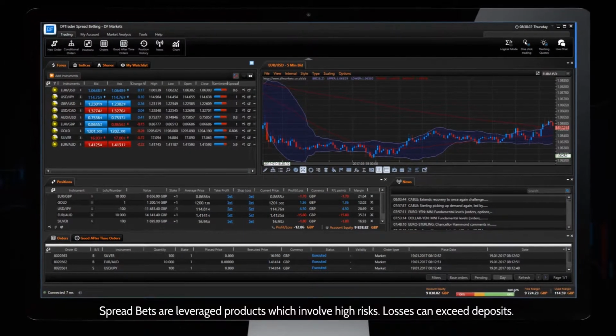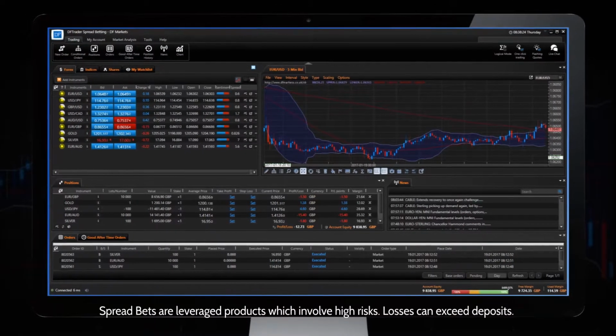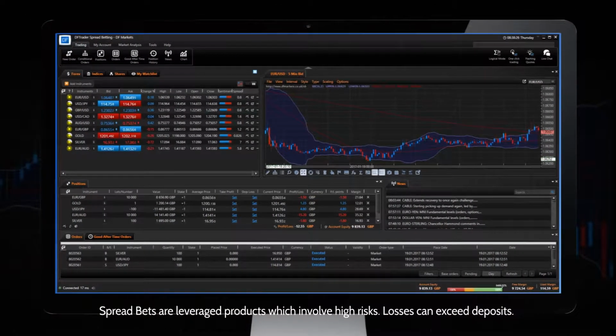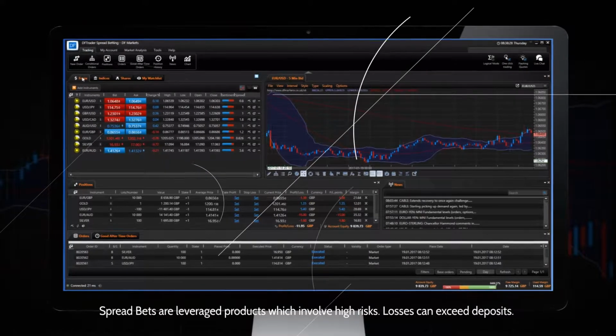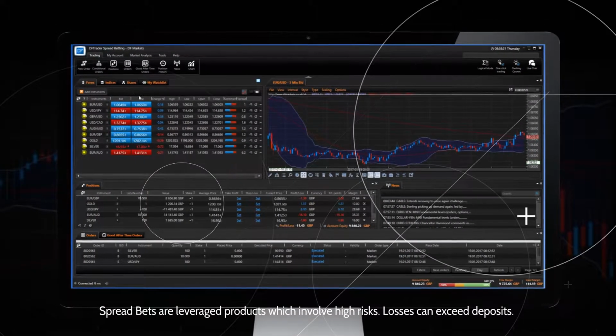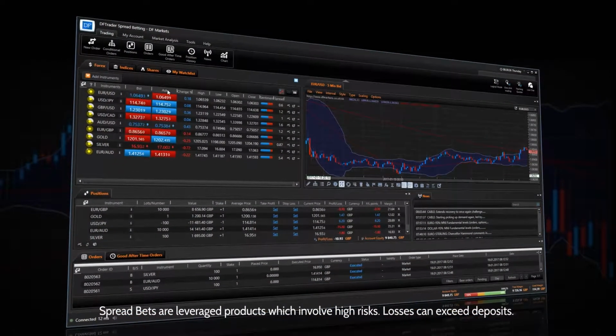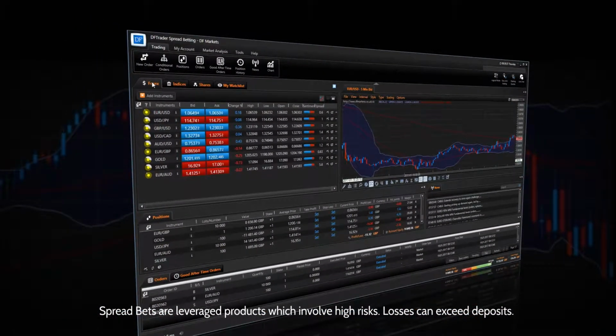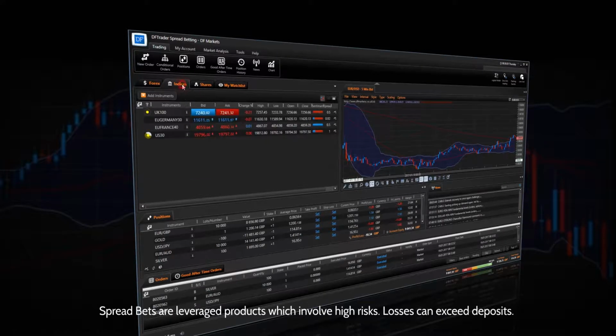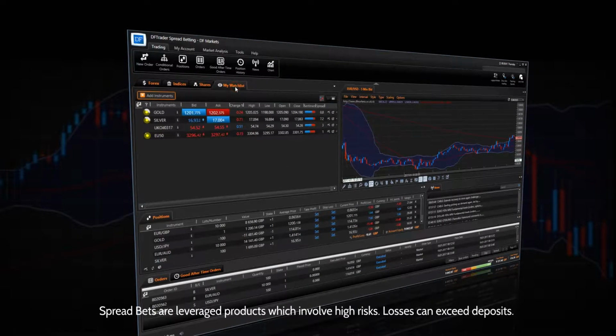The Quotes or Dealing Rates window displays online market information such as dealing rates, spreads, high and low, open and close prices, and so on about the traded markets. It is divided into 4 tabs: Forex, Indices, Shares, and My Watchlist.